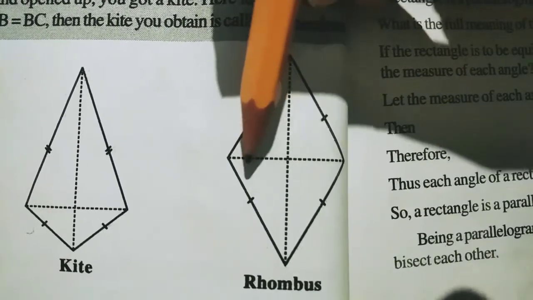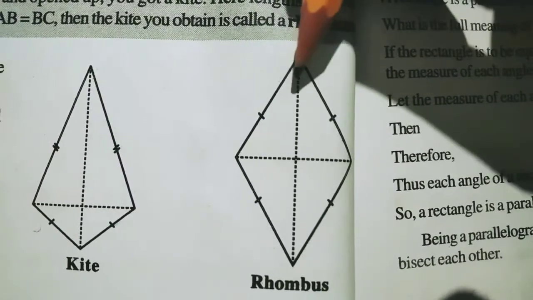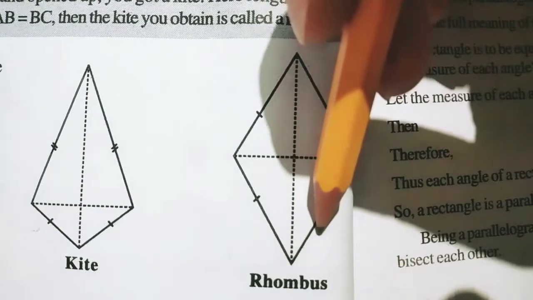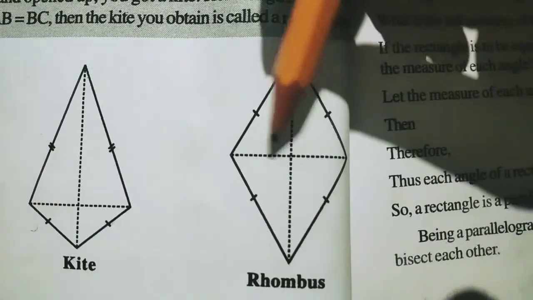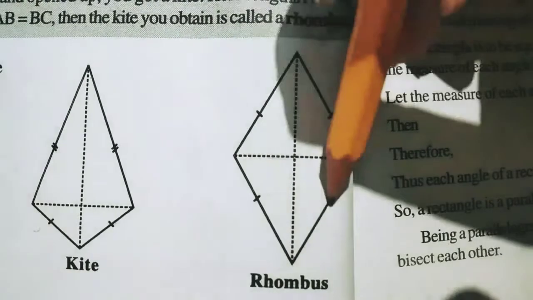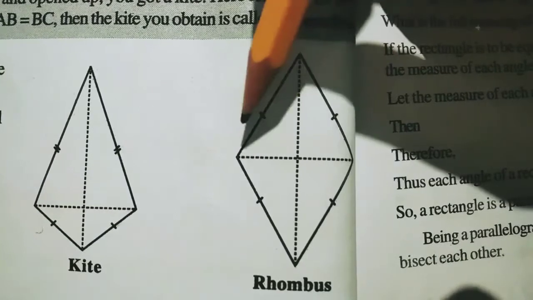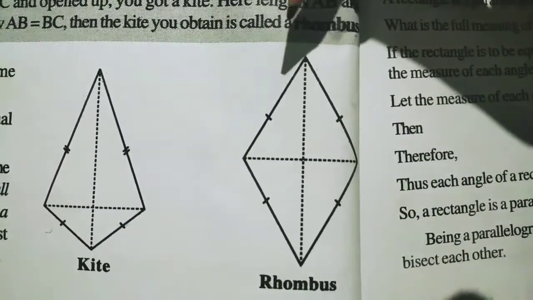And this rhombus has all the properties of a parallelogram also. What properties? The opposite angles are equal to each other, in a parallelogram also and here also. Then opposite sides are equal to each other, in a parallelogram also and here also. Then the sum of two adjacent angles is 180 degrees, here also and in a parallelogram also.